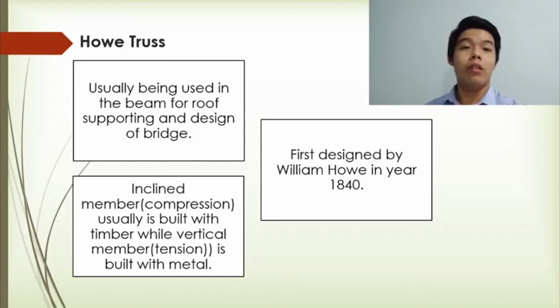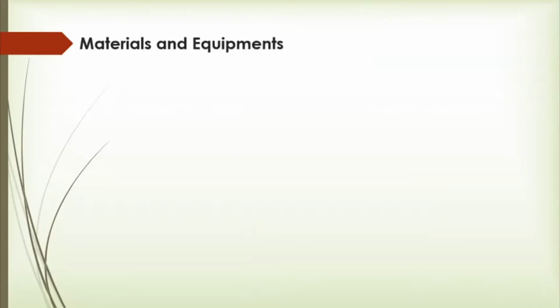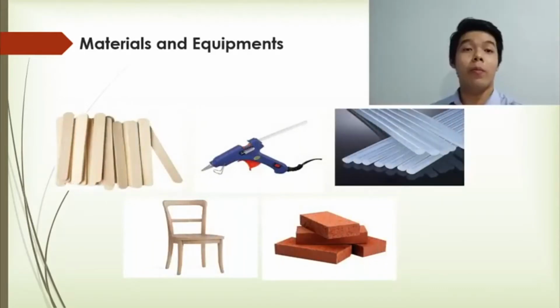The vertical members are usually built with metal because they are in tension, while the inclined members are usually built with timber because they are in compression. The materials and equipment that I use for my model bridge design are popsicle sticks, hot glue gun, hot glue sticks, chairs as my support in the testing process, and bricks as the load, also in the testing process.